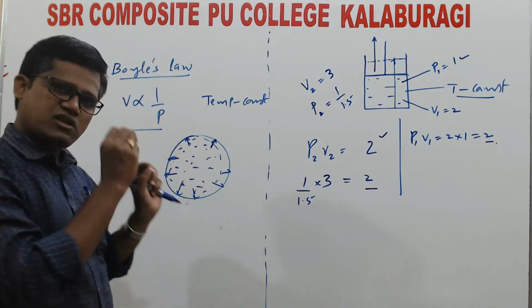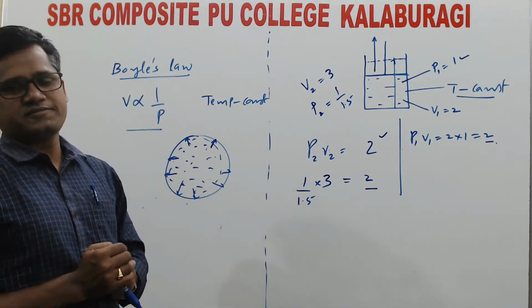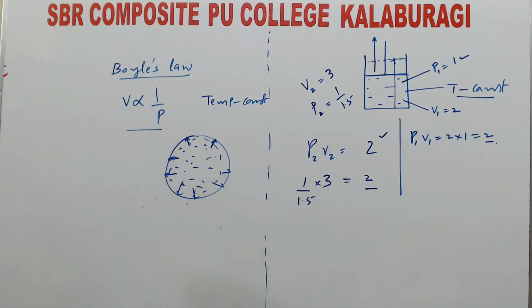If n moles are there, n moles have to be kept constant. Right?